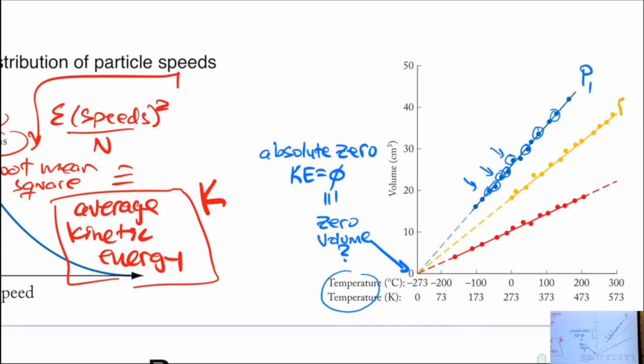And then we do the same thing with the system at a different pressure. Sorry, this is pressure 2. And then we do the same thing at a third pressure. If you do those experiments carefully enough, you'll find that they extrapolate all down to the same point. And that temperature that they extrapolate down to is negative 273 degrees Celsius.